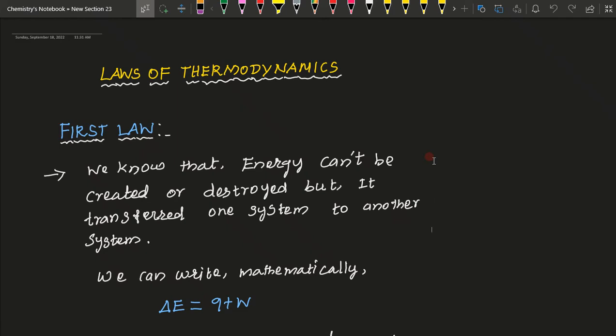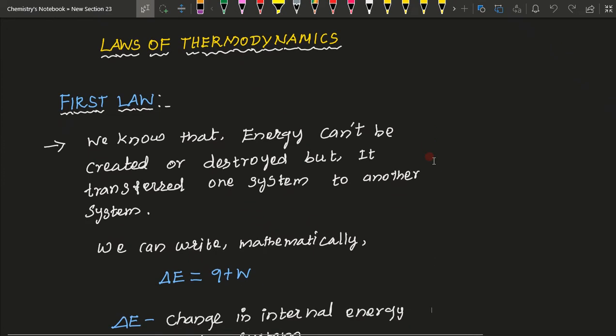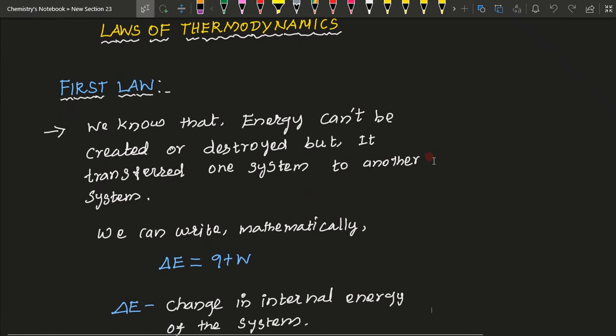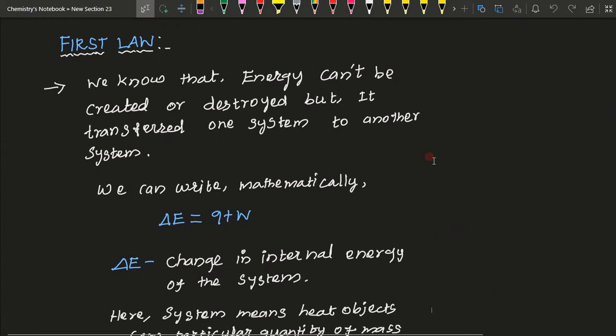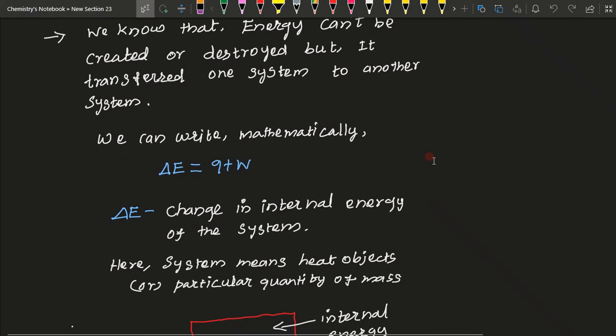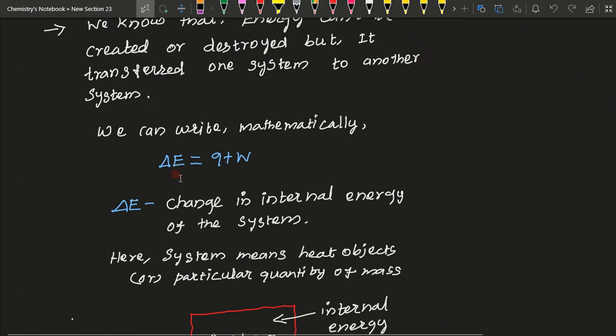First we see the first law. We know that energy cannot be created or destroyed, but it transfers from one system to another system. So we can write mathematically delta E equals Q plus W. Here delta E is the change in internal energy of the system. Internal energy means the energy of the whole system. Q is the heat, W is the work.